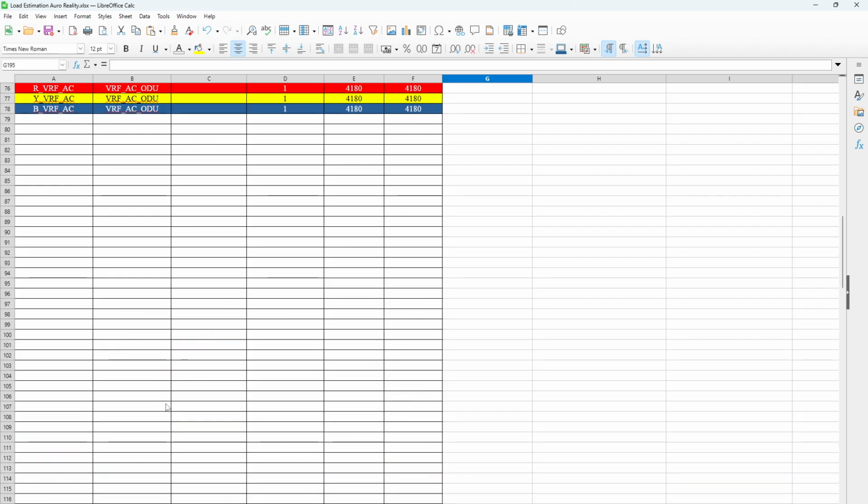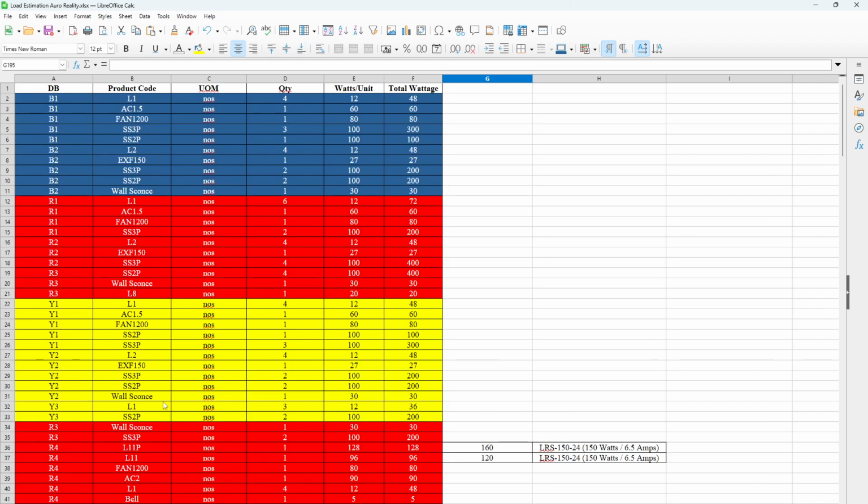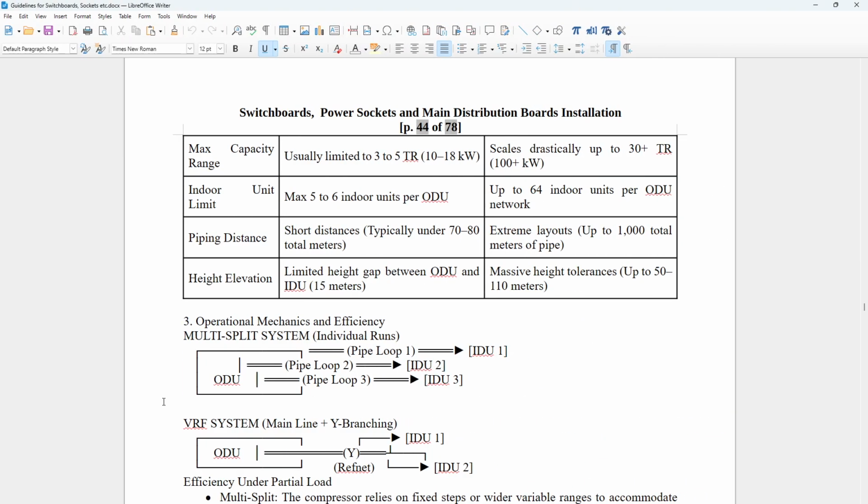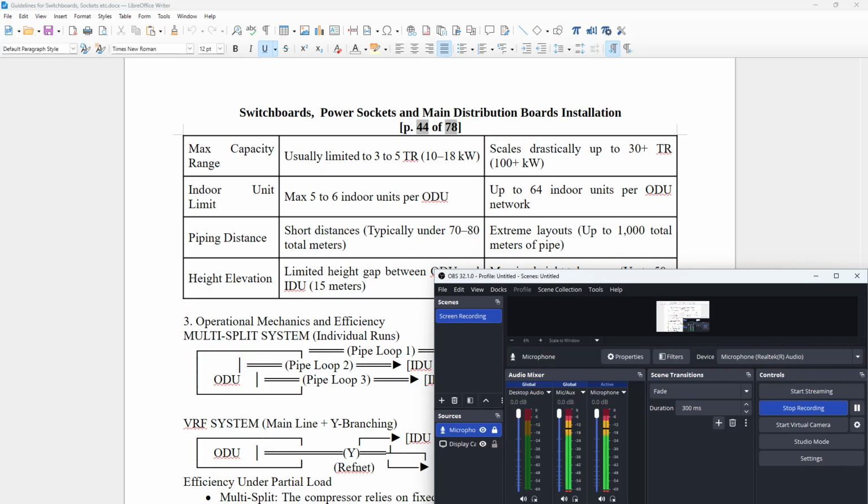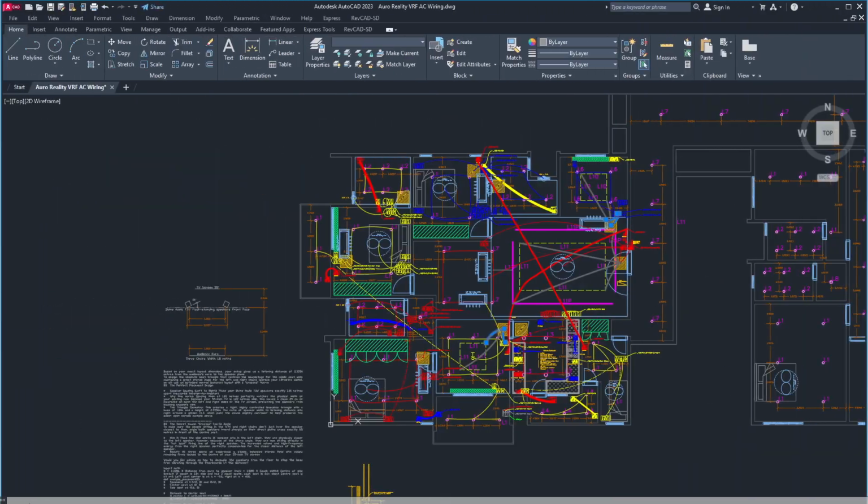Then there is a short circuit analysis. It is very important. Again, if you want us to do a full-fledged project, then we take up this kind of work. Or if you just want us to give you a lighting layout.